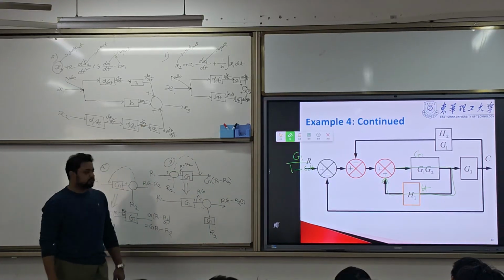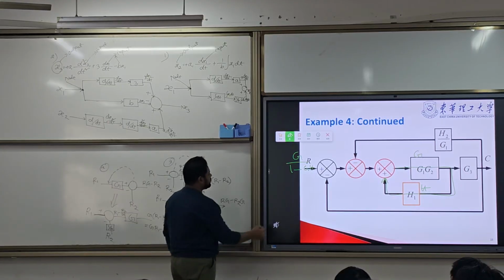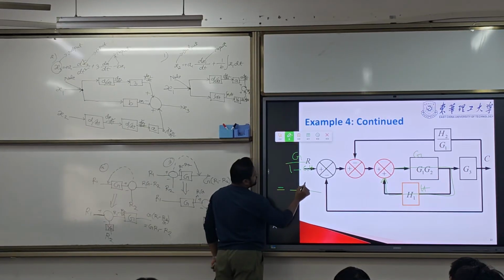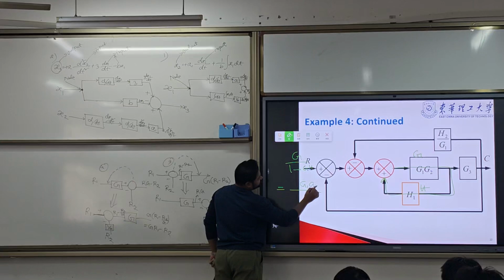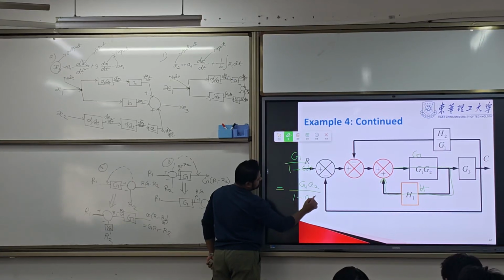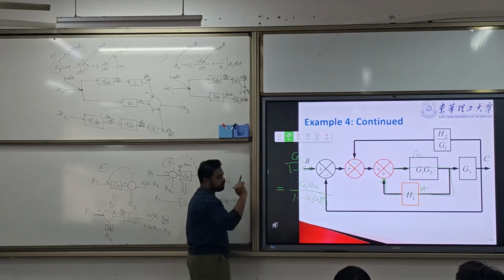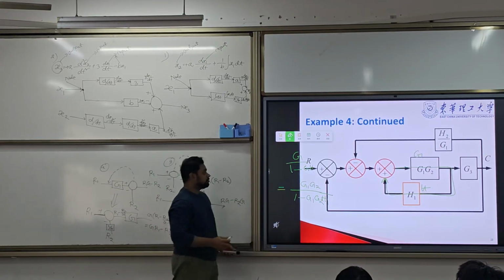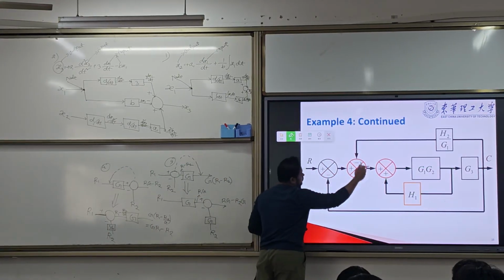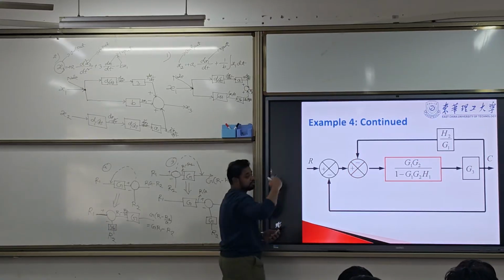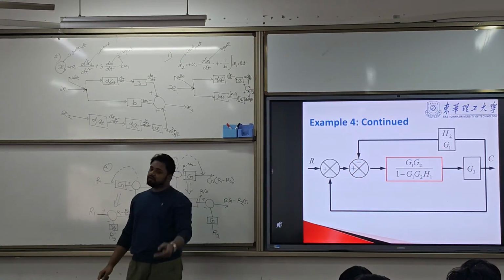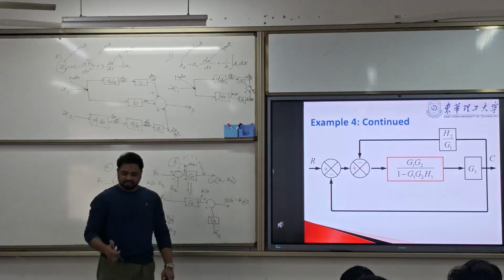So if we apply the rule, we have the G and H. So what will be the new block? It will be G1, G2 over 1 minus G1, G2, H1. So this is the new block for that. We eliminated the whole loop by this.